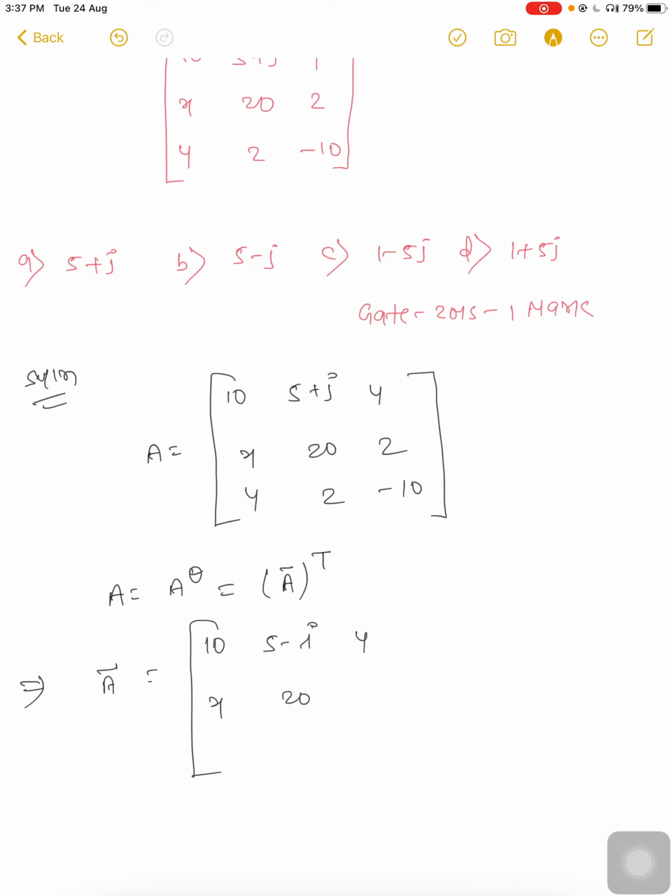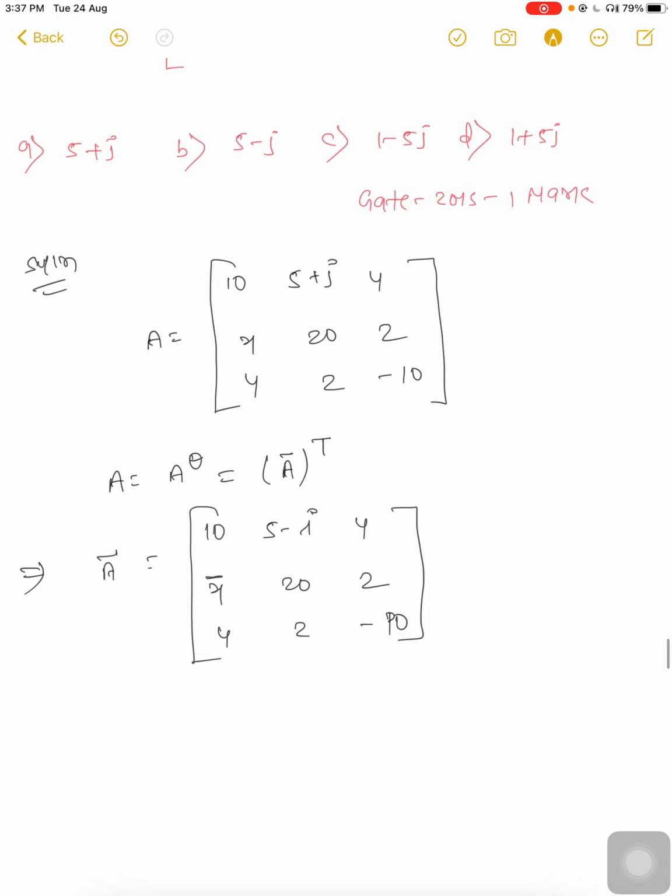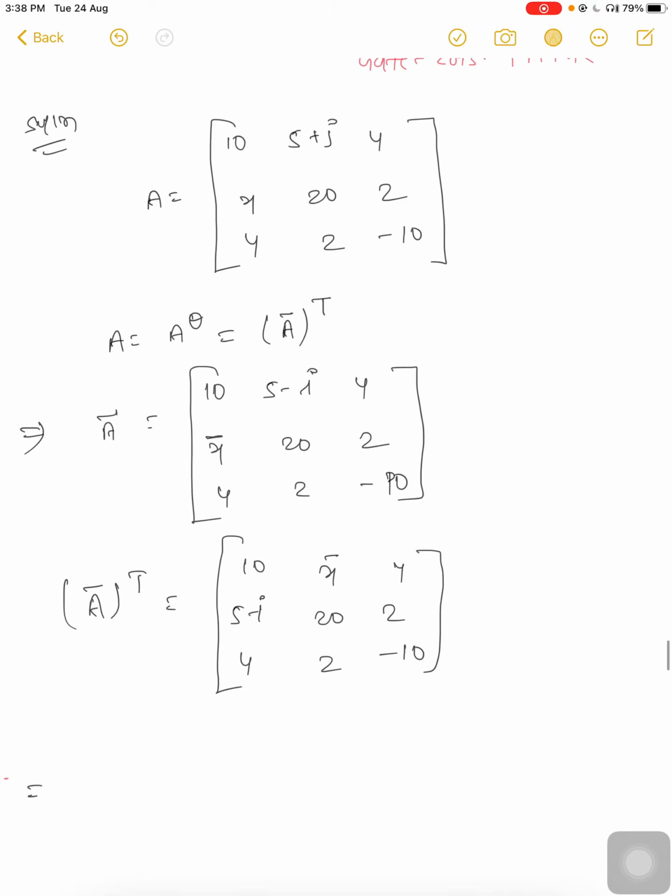10, 5 minus j, 4; x complement, 20, 2; 4, 2, minus 10. We don't know what x is. Maybe x is real and maybe imaginary. Okay, now take the transpose. Then what will happen? 10, x complement, 4; 5 minus j, 20, 2; 4, 2, minus 10.